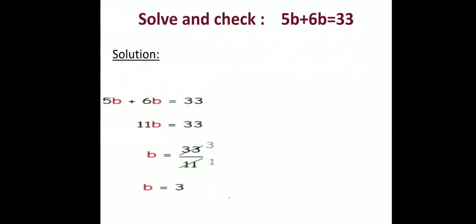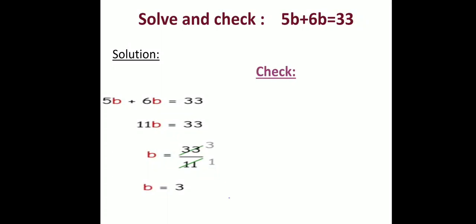Next, 5b plus 6b equal to 33. For the solution part, 5b plus 6b is equal to 11b, which is further equal to 33. 11 is getting multiplied. In the next step, 11 will get divided. So b is equal to 3.